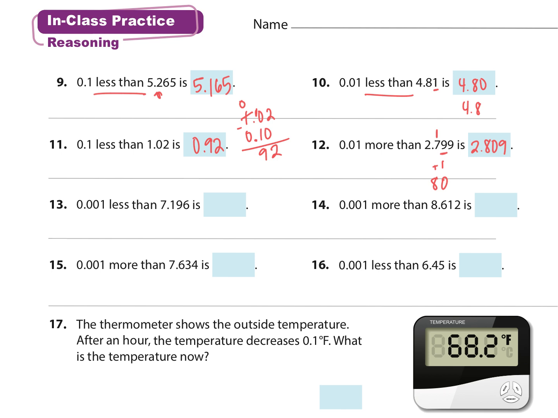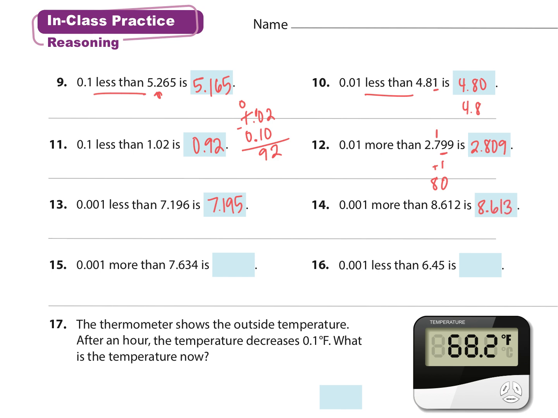What'd y'all get on number 13? We got 7 and 195 thousandths. Very good. Peach table, what'd y'all get on number 14? We got 8 and 613 thousandths. Perfect.